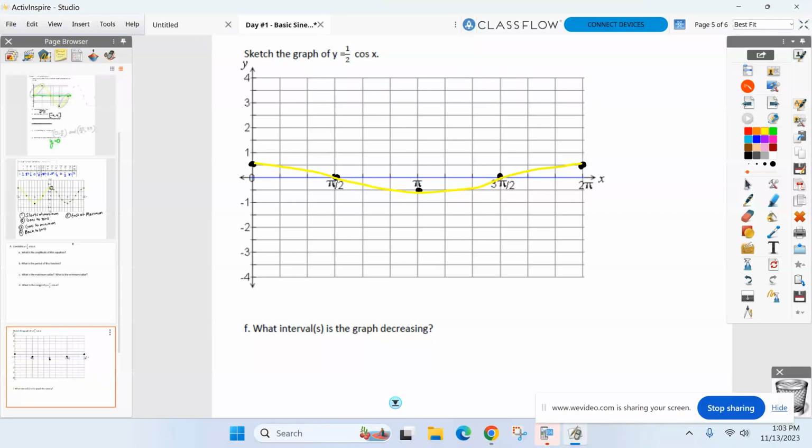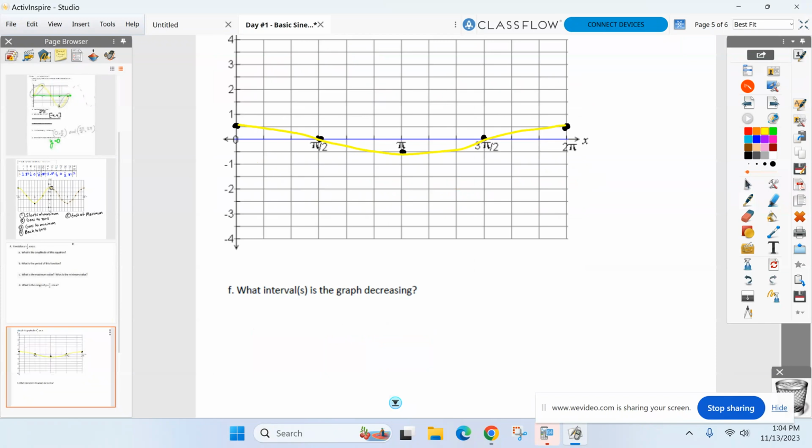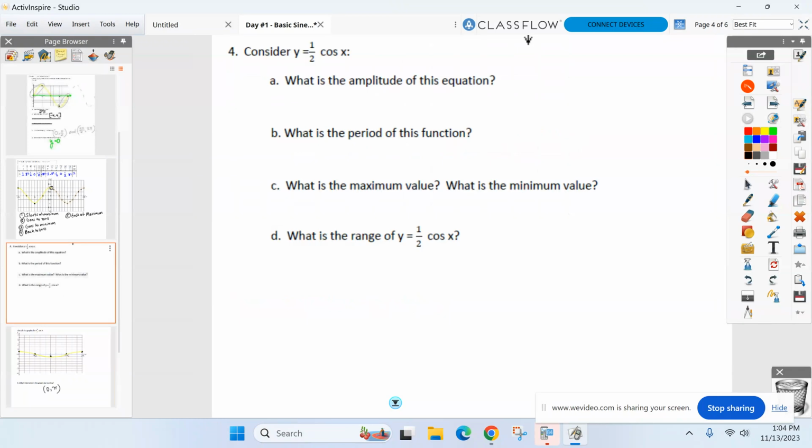While we're here, can we just answer part F? What interval is it decreasing? And remember, when you say decreasing, make sure you give me the values on the x-axis. So where's it decreasing here, from what to what? Because there's only one spot I see. 0 all the way to pi, good. And we can always put that in parentheses, 0 to pi. Okay, all right, let's go back. Now let's go to part A, B, C, and D.